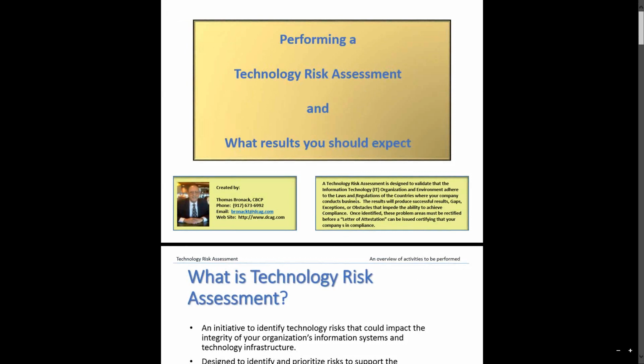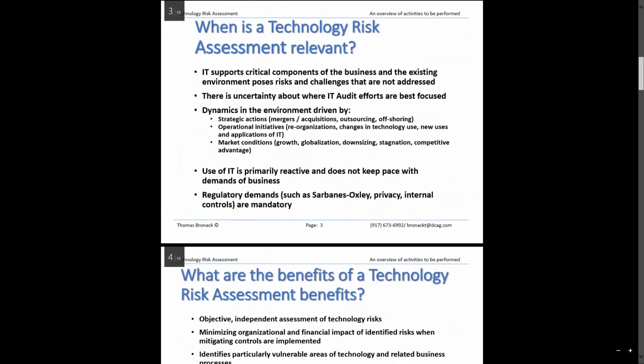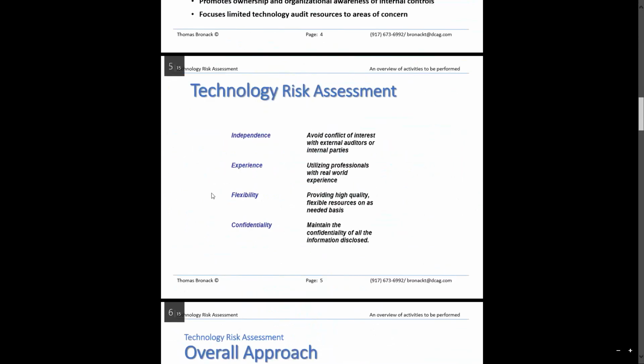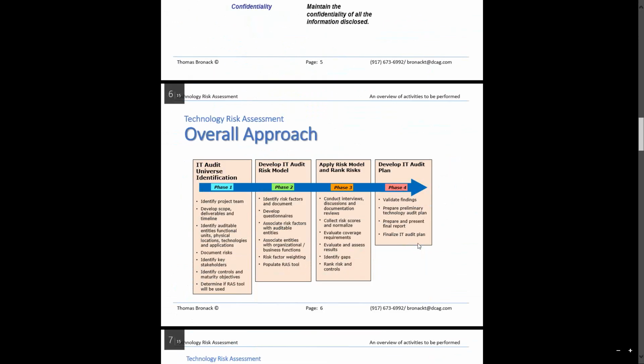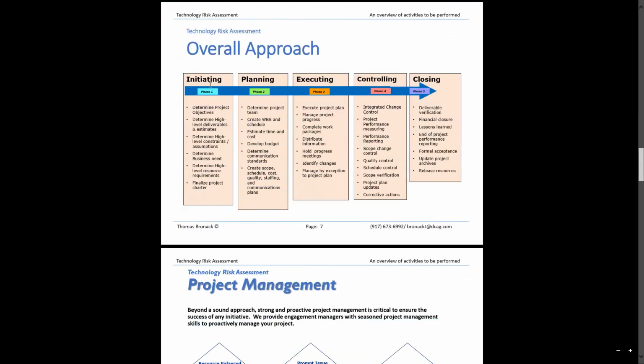So a technology risk assessment was done, and this is how we could do it. What is it? When is it required? What are the benefits? What's the involvement of people? What's the overall approach? Well, look at all the laws, create your universe, develop a model for actually performing an audit, apply that model, and develop IT plan controls over your environment, which will initiate planning, executing, controlling, and closing any outstanding problems.